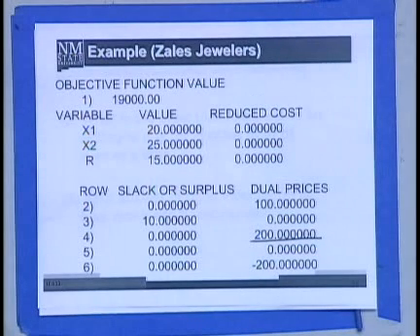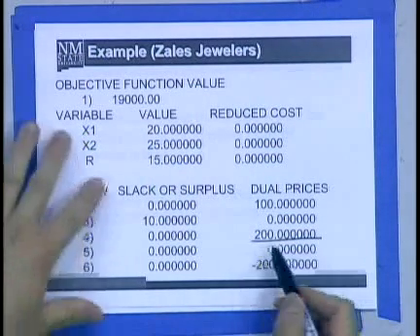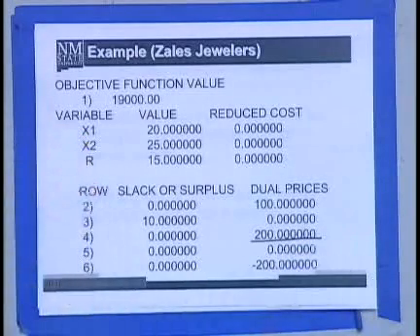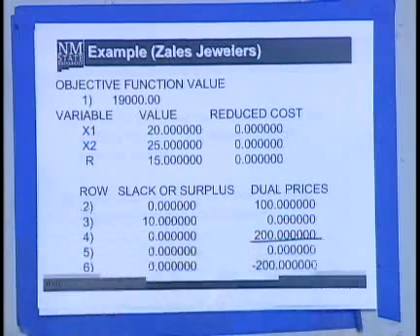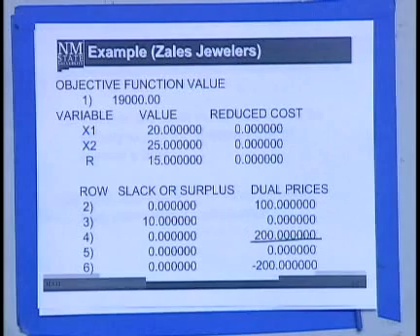So this means if J pays exactly this amount, $200 for an additional hour, there would be no effect on their net profit. And the additional profit would be exactly balanced with the additional labor cost. However, if they pay less than this amount, $200, for an additional hour, the net change in the profit would be positive, right?